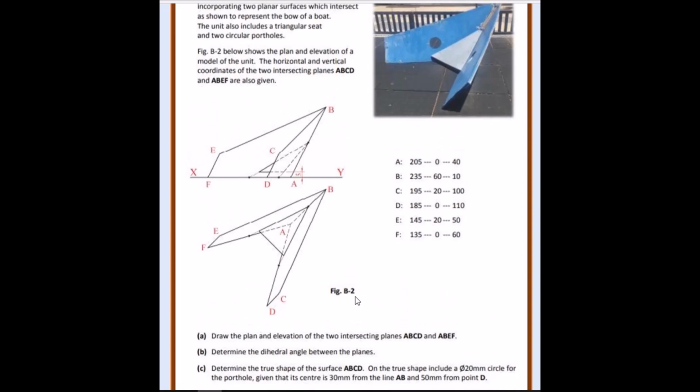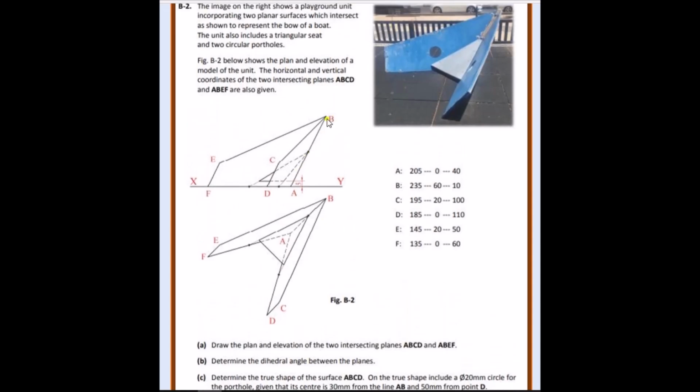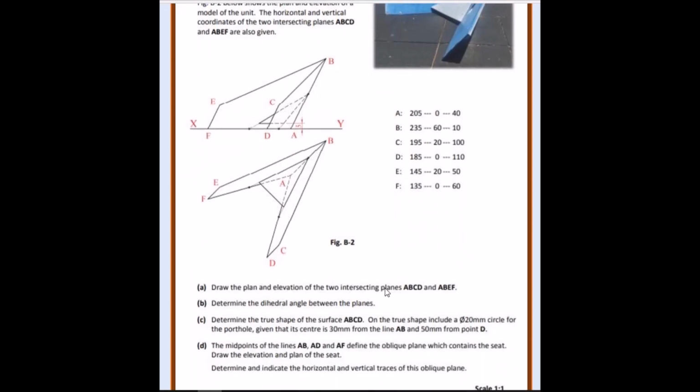Second then is determine the dihedral angle between the planes. They're not looking for a line of intersection because we should already know the edge AB is common to both. So this here is your line of intersection. So we need to look 90 degrees to this line of intersection, then see it as true length, and then look up along it to find our dihedral angle.